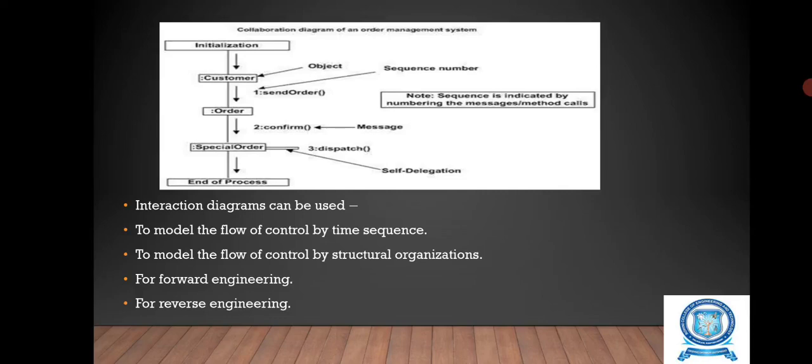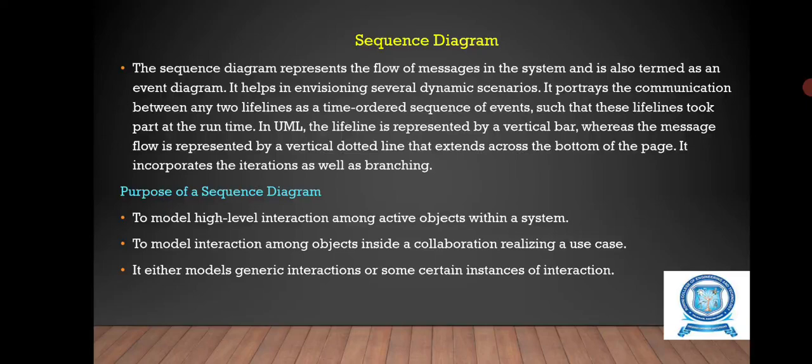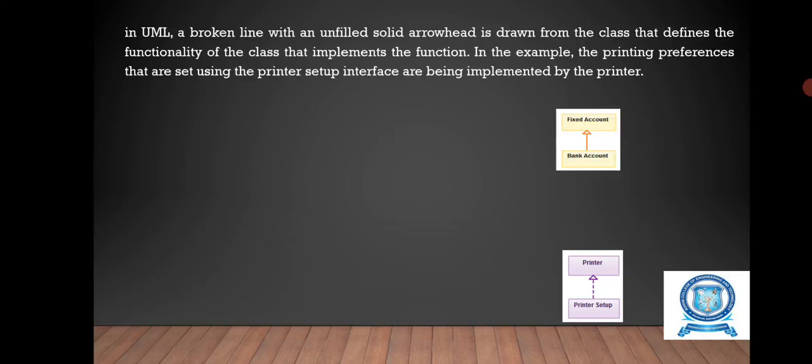The interaction diagram can be used to model the flow of control by time sequence, to model the flow of control by structural organization, for forward engineering and for reverse engineering. The sequence diagram has the following scenarios: a broken line with an unfilled arrowhead is drawn from the class, and then it defines a functionality that implements the function.